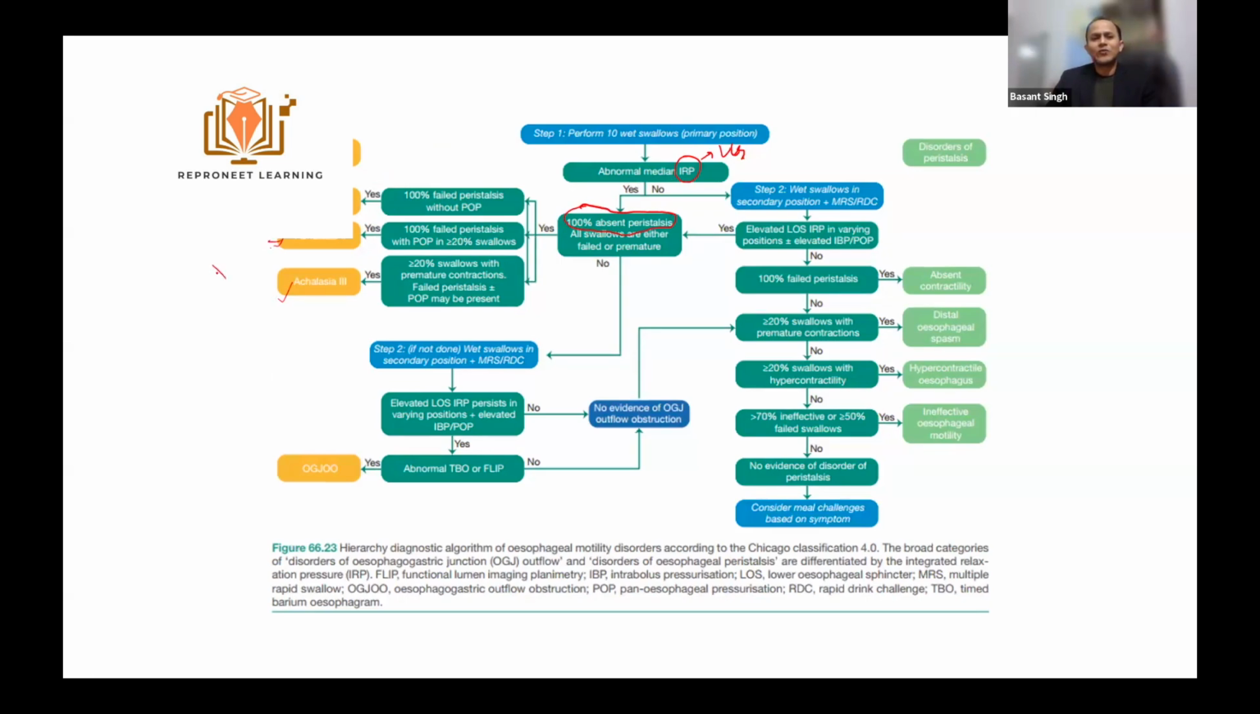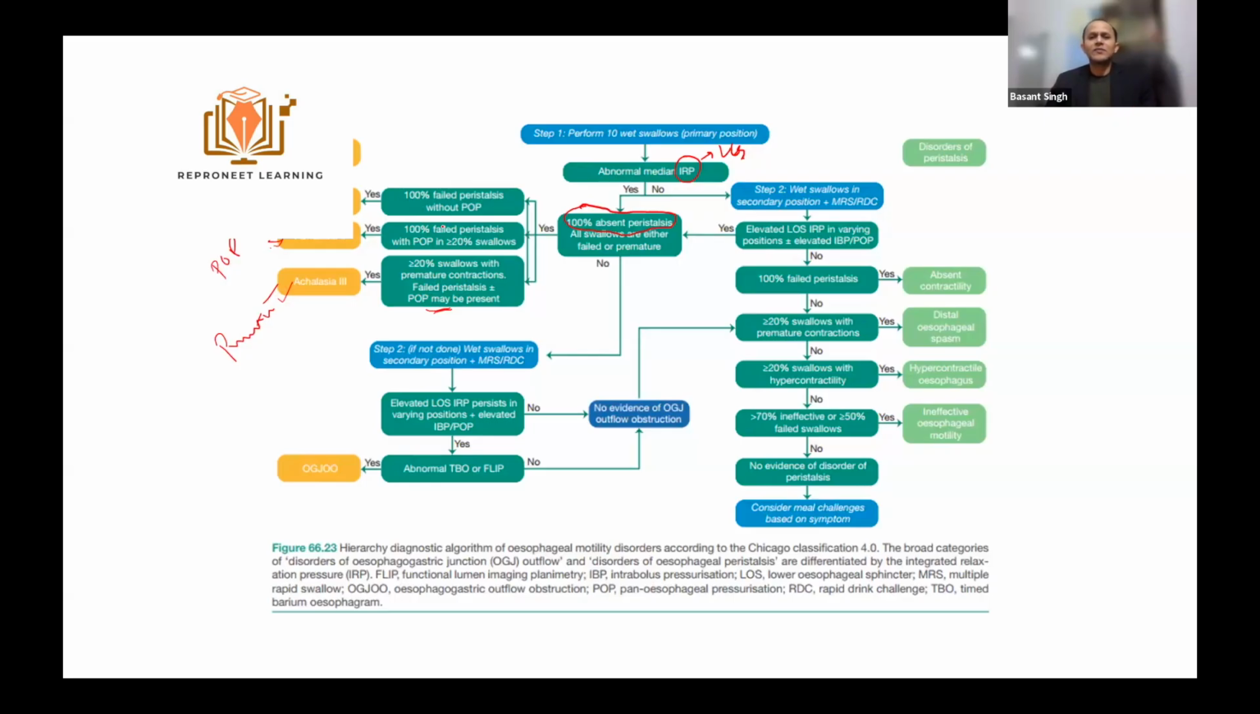In type 2, you will have POP. Type 3, you will have premature contraction, high amplitude premature contraction. So if you see more than 20% swallows with premature contraction and failed peristalsis, POP may be present. It's not that it's only present in achalasia 2. In achalasia 2, it is most commonly present.